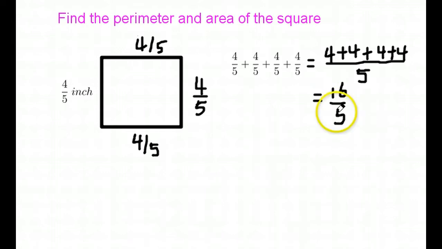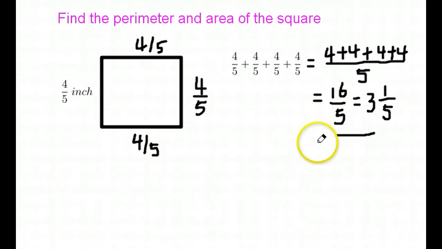Well, we can write 16 over 5 as a mixed number. We divide 16 by 5. We get 3. 3 times 5 is 15. Then 1 is left over. So 3 and 1 over 5 is going to be the mixed number form of writing this improper fraction. Now we have determined our perimeter.